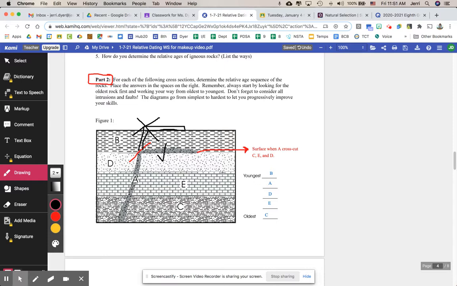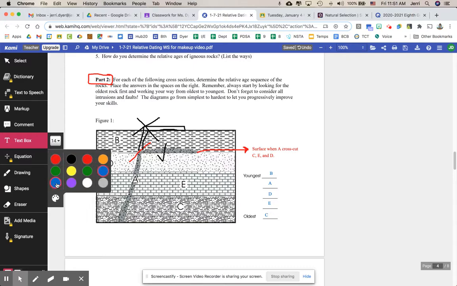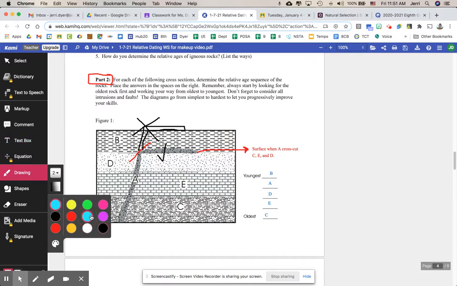Okay, so there are a couple of things that we can do with this at this point in time. One of the first things that we can do is go ahead and put in some different laws. So what laws are present? How do we know that this is what happened? And then once we put those laws in, we can start to write a history of what's going on within this cross section of the Earth.